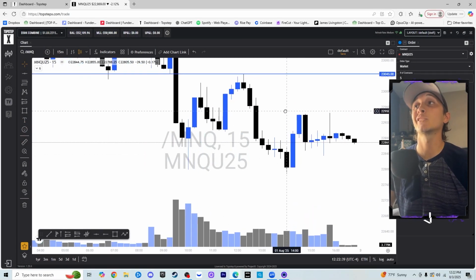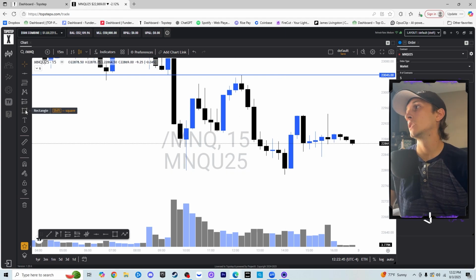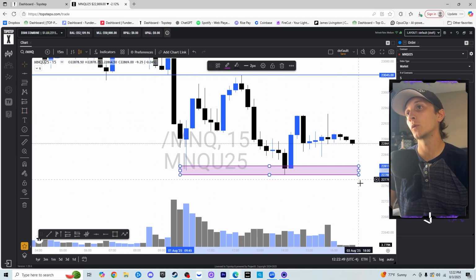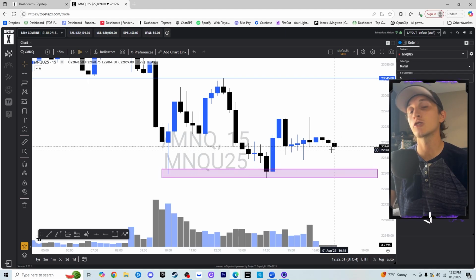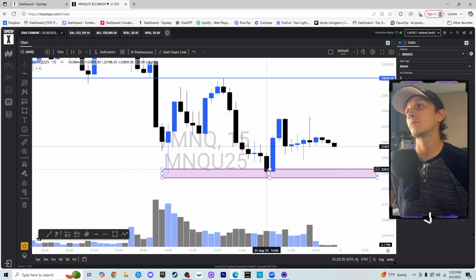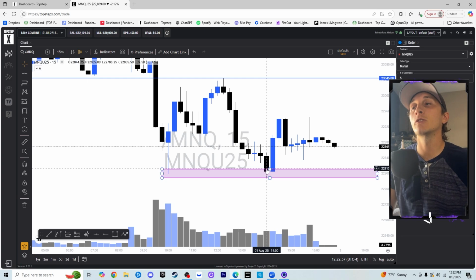So once we've kind of figured out that resistance point, at this point we can start to look at where our potential support zone is. Again, using a line or a rectangle tool, you can kind of see across where price action tends to bounce from or has shown signs of bouncing before. Now it's up to you, whichever one you want to use here, zones or lines.